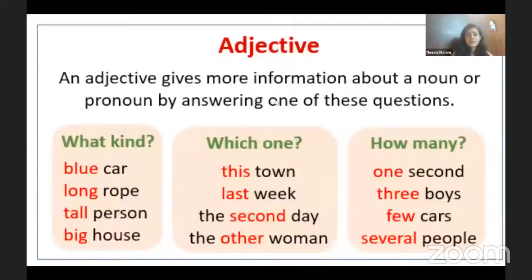We'll go to the next one, adjective. An adjective gives more information about a noun or pronoun by answering one of these questions. What kind? This is adjective of quality: blue car, long robe, tall person, big house. Which one? This town, that town. That is demonstrative adjective: this, that, these, those. Last week, the second day, the other woman. How many? This is adjective of quantity: one, second, three boys, few cars, several people. Adjective of quantity.